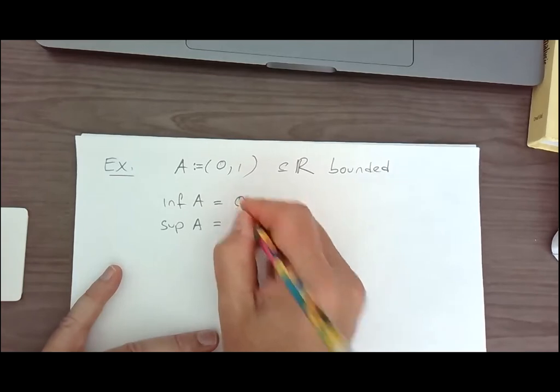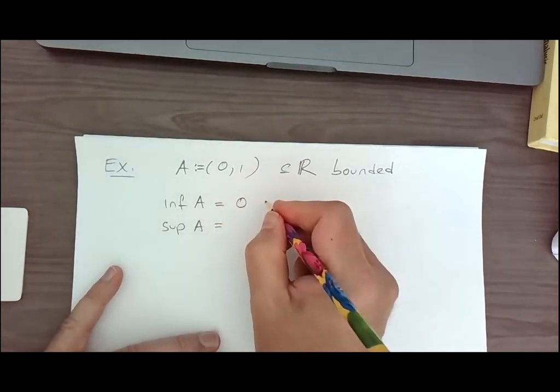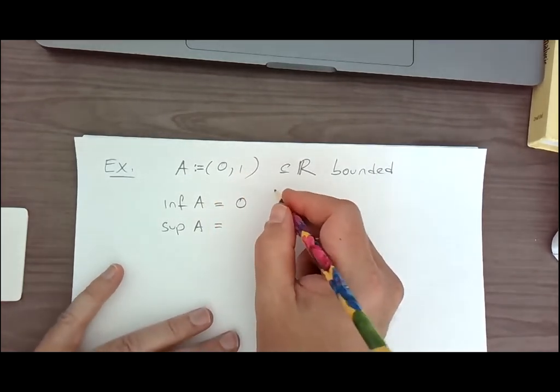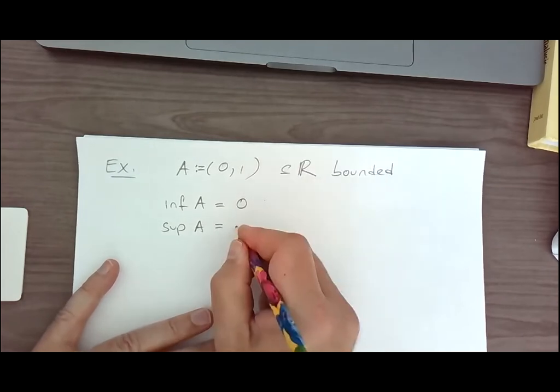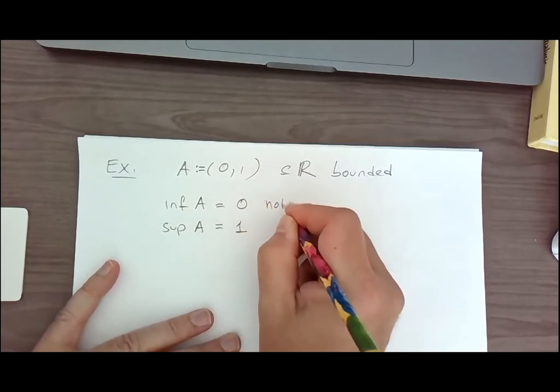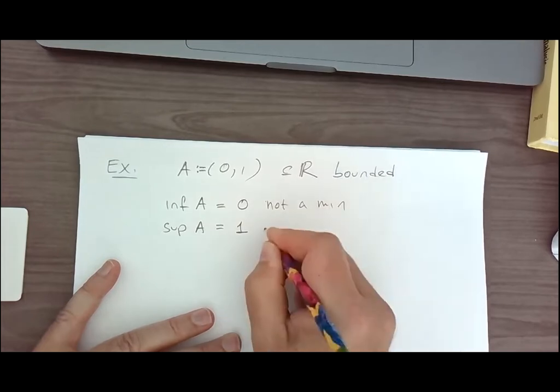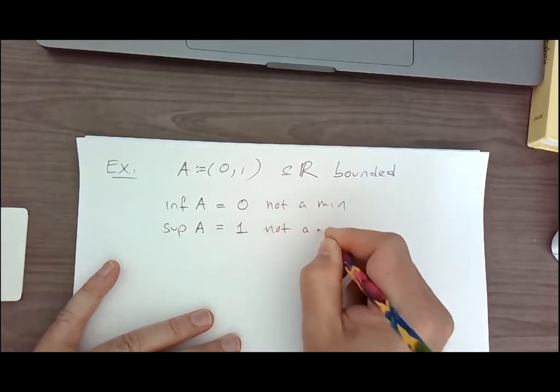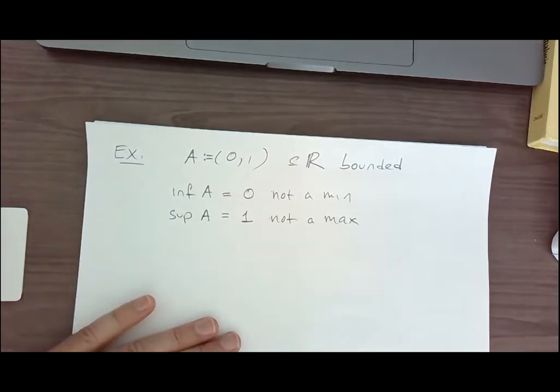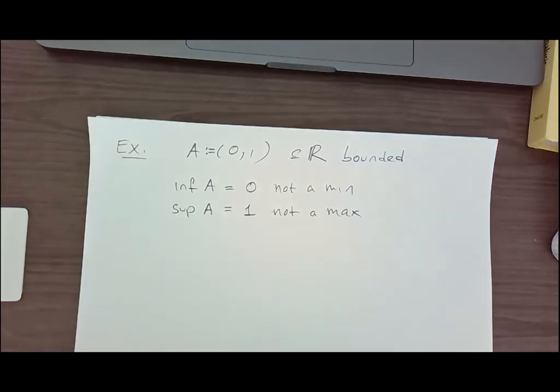Inf should be 0. That's right. Is it a max or is it not a max? The other one should be 1. This is not a min. And this is not a max. Very good. It's time to make it a bit more complicated.